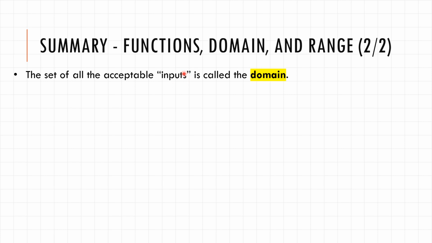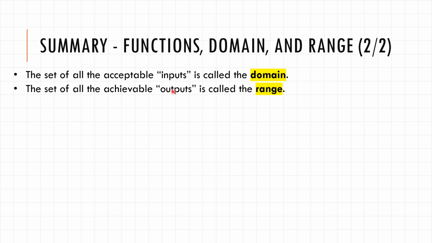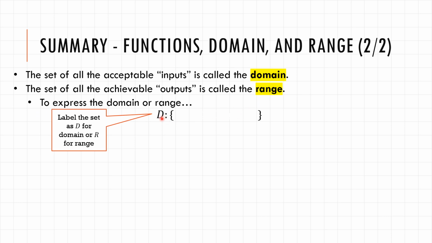All of the inputs that are acceptable collectively are called the domain of a function, and all of the outputs that you could achieve are called the range. To express domain and range, you start with putting a D or R, and you express it in set notation, so you use curly brackets.